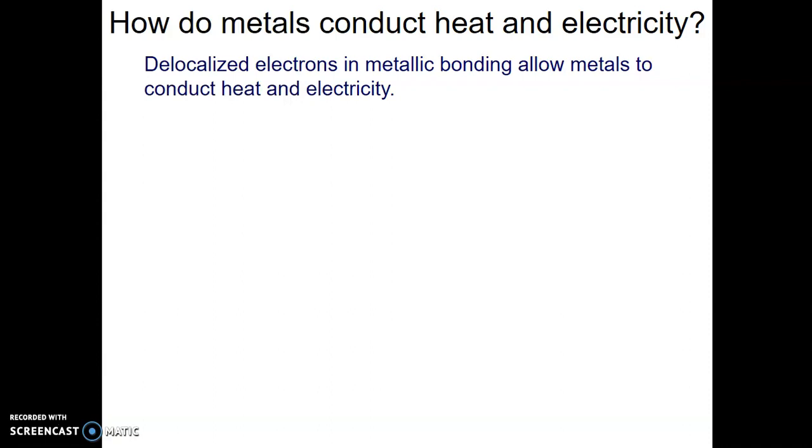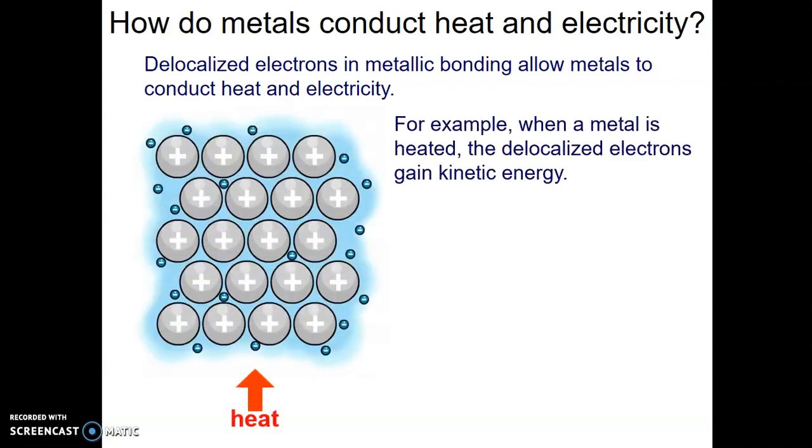Why they conduct heat and electricity is because of the delocalized electrons. Because they have these delocalized electrons in their structure, those delocalized electrons can carry heat energy through the structure and transfer it throughout the structure. They can also carry electrical charge through the structure and transfer that throughout the structure. That's why metals are very, very good conductors of heat and very, very good conductors of electrical energy.